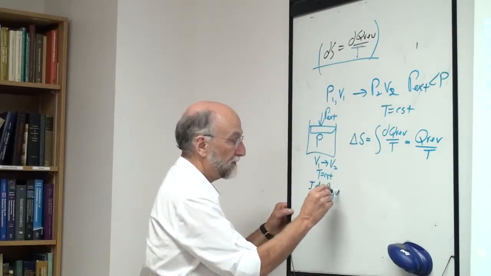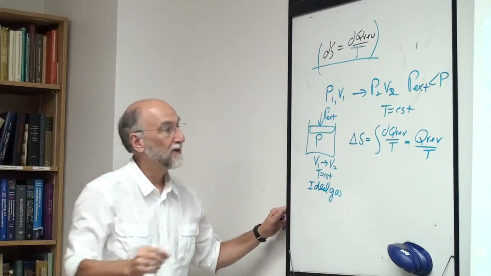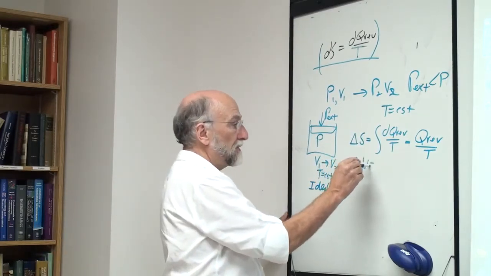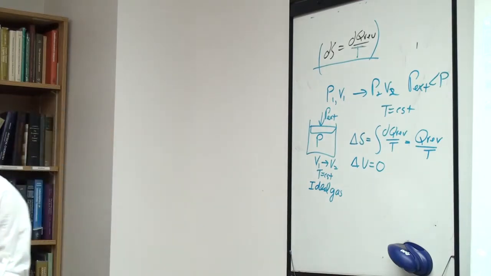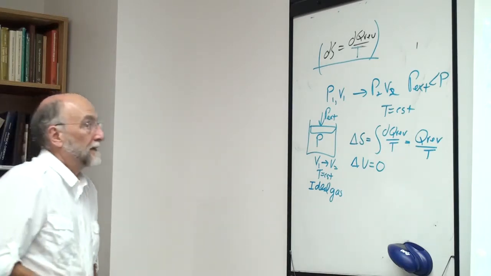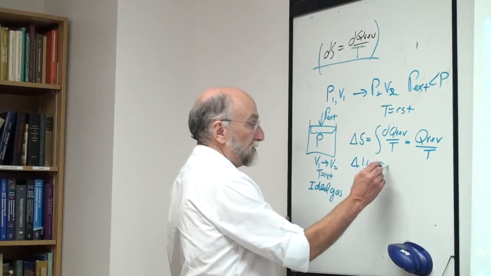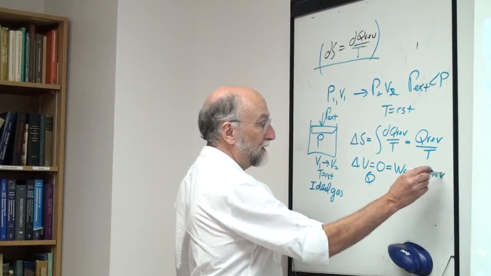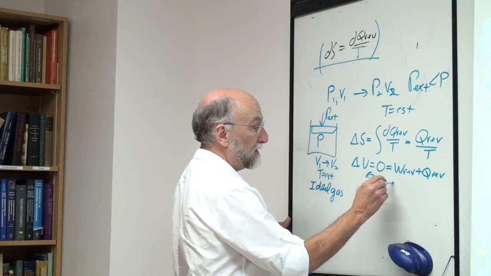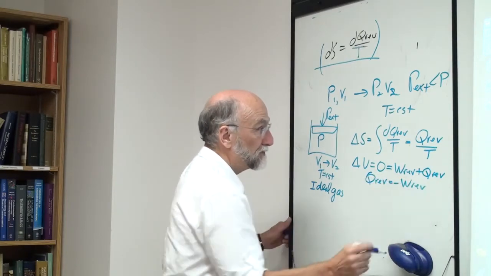Ideal gas. Further on, we assume it's an ideal gas. So what is delta U? Delta U is 0. We said last time that the internal energy of an ideal gas depends only on temperature, not on P and V, because the molecules aren't reacting with each other. Delta U is 0, so that's equal to W reversible plus Q reversible. Therefore Q reversible equals minus W reversible.